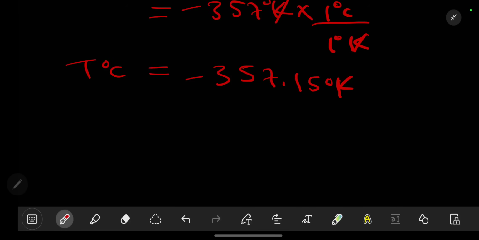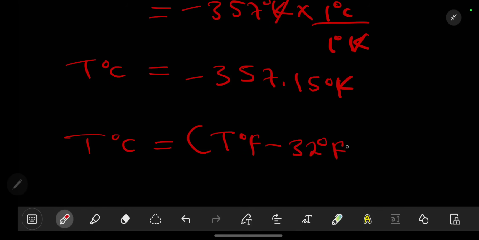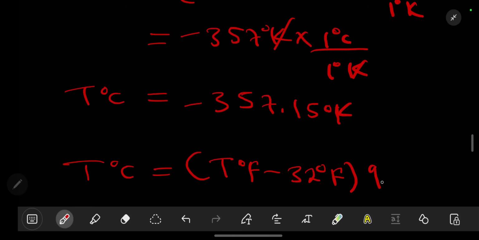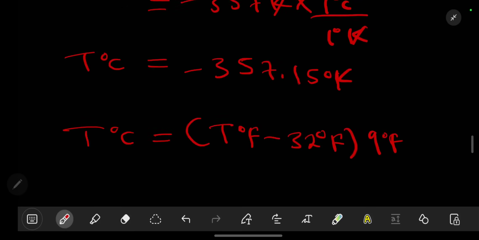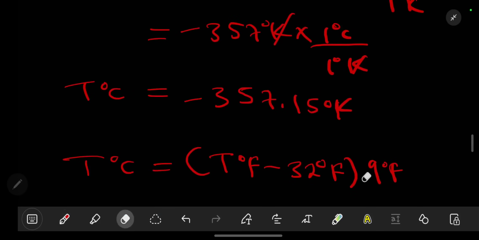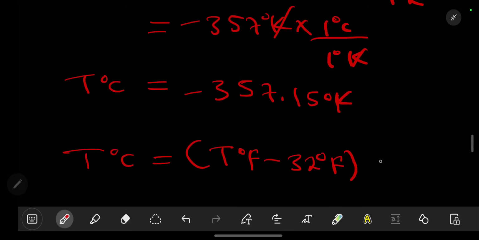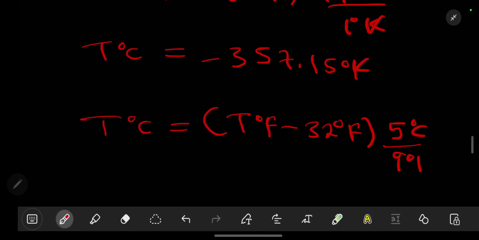From Fahrenheit to degrees Celsius, the temperature in degrees Celsius should be equal to the temperature in degrees Fahrenheit minus 32 degrees Fahrenheit, then times 5 degrees Celsius over 9 degrees Fahrenheit.